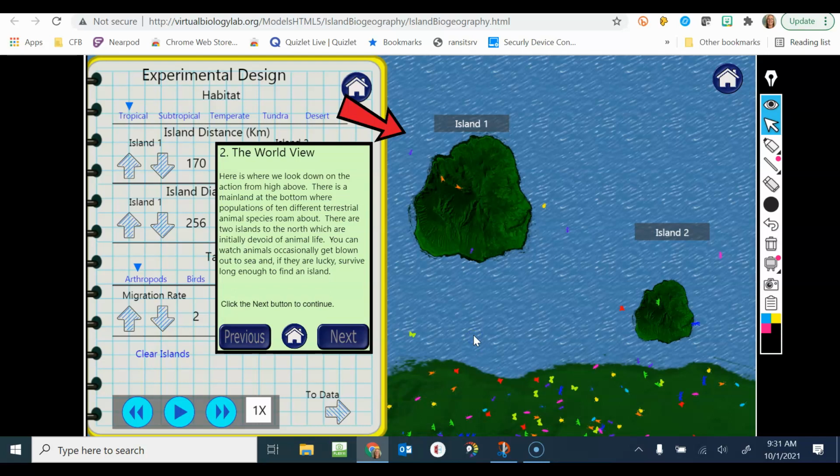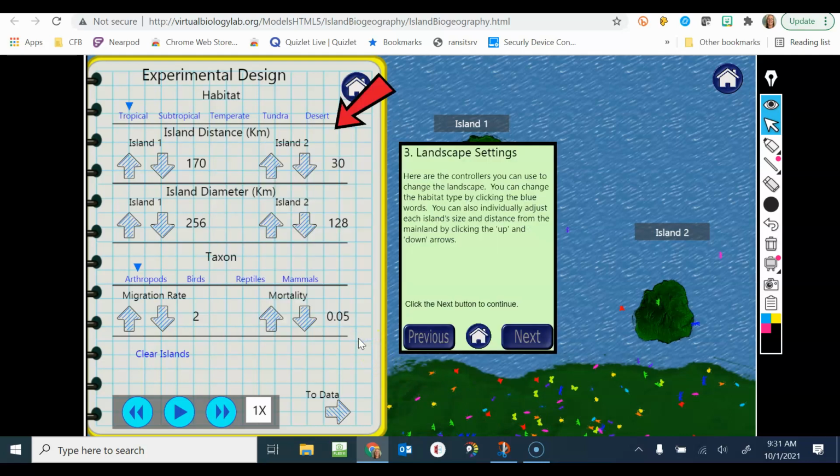Then go ahead and take a look at it from up above. We look down on the action and see what happens. All the little colors that you see represent the different species that you have. And so then we can go to identifying landscape settings. In other words, what kind of habitat is it? Do we have tropical, subtropical, and so forth?